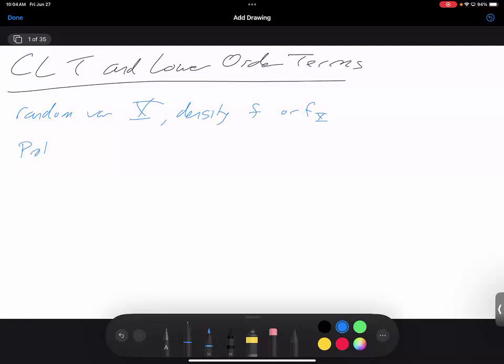This means the probability, say x takes on a value between a and b, would just be the integral from a to b of the density. And again, there's something similar if we're doing a discrete rather than a continuous. For simplicity, I want to just assume everything is a continuous random variable. We have the moments.